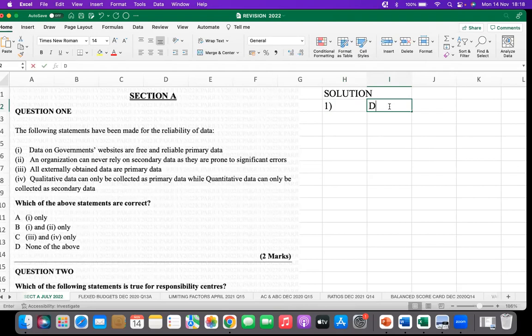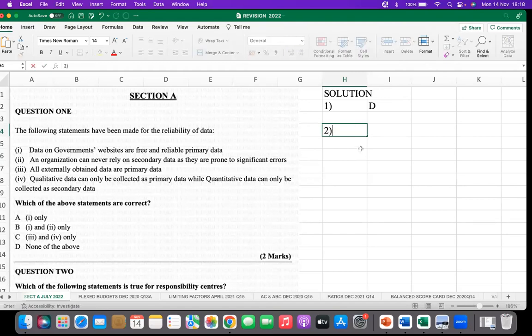Why is D the answer? You just write the answer. Don't do any other thing. You can do your workings in the question paper for section A. So why have I chosen D? D, the answer stated, none of the above. All the four points were wrong.